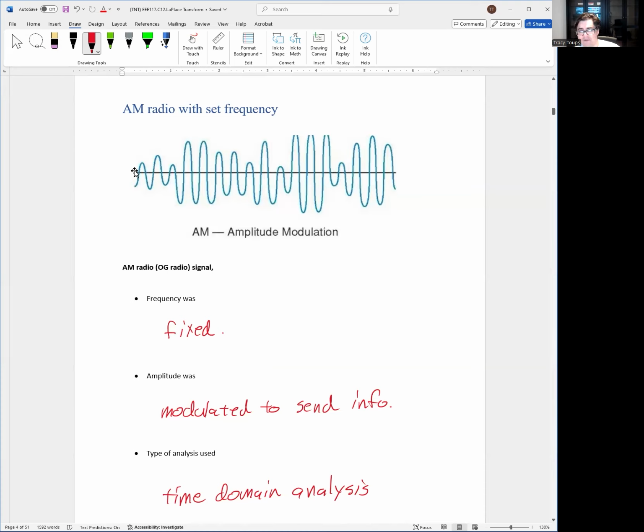See, in the time domain, as every second marches by, the waveform changes, the amplitude, right? So that is a convenient time analysis because every second is a different waveform, or different amplitude. So this AM radio will naturally use time domain analysis.